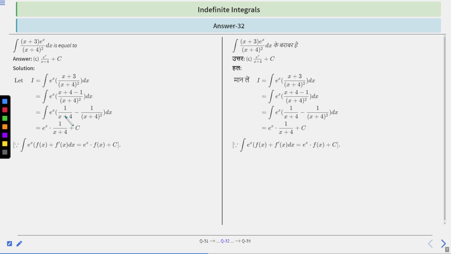Why have we broken this equation in this form? Because we have studied that the integration of e to the power x into f(x) plus f dash x dx is equal to e to the power x into f(x) plus c.